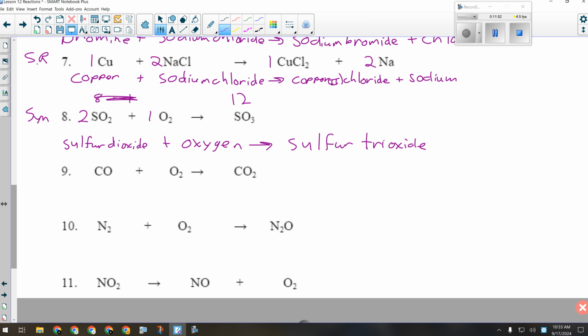okay? If I do this, 2, 1, 2, I have 2 sulfurs on both sides. I've got 2 times 3 is 6 oxygens. I have 2 times 2 is 4 plus 2 more is 6. It's balanced, okay? But it's lower terms. So I wouldn't leave it as 4, 2, 4. I would lower it down to 2, 1, 2, okay?